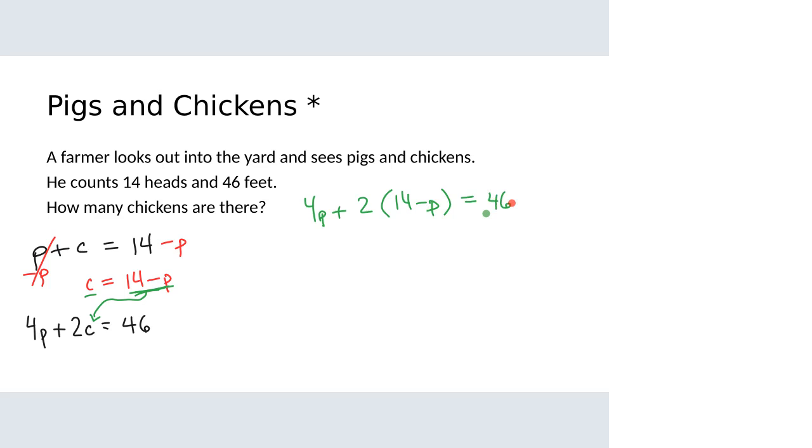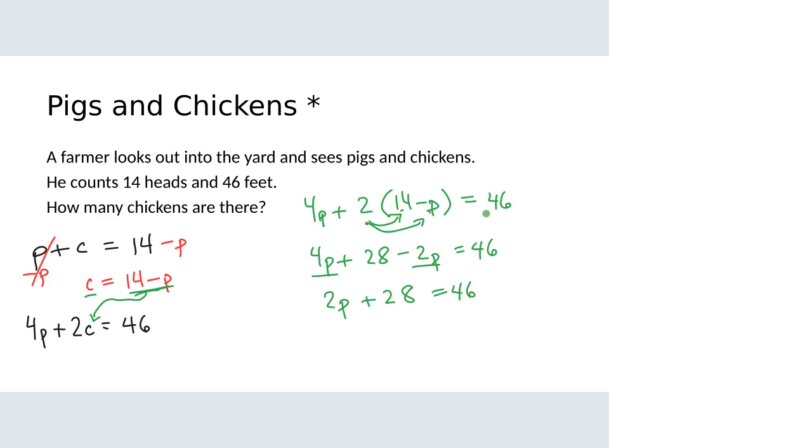To do that, we're going to distribute the 2 through the parentheses. So we'll have 4P plus 2 times 14, that's 28. 2 times negative P is a negative 2P, and that's 46. We've got like terms here, so I can combine those. 4P and a negative 2P is just 2P plus 28, and that's 46.